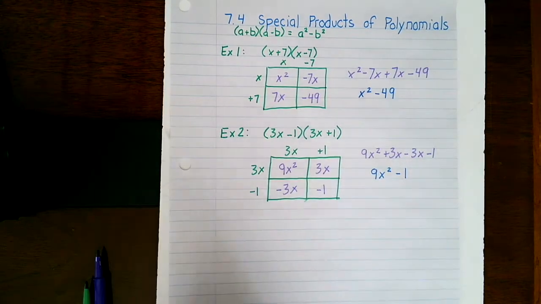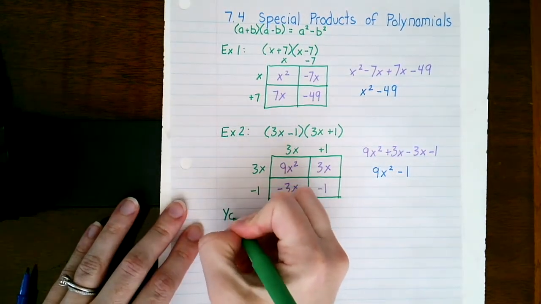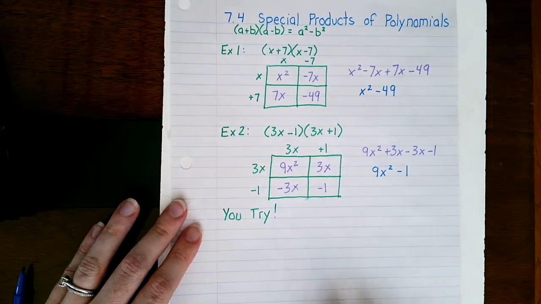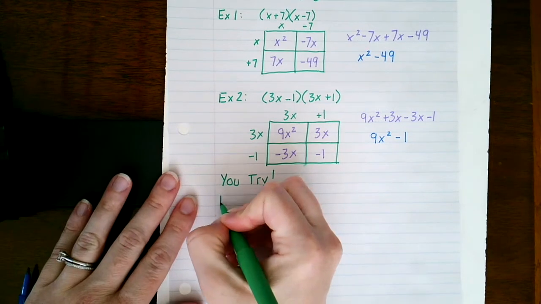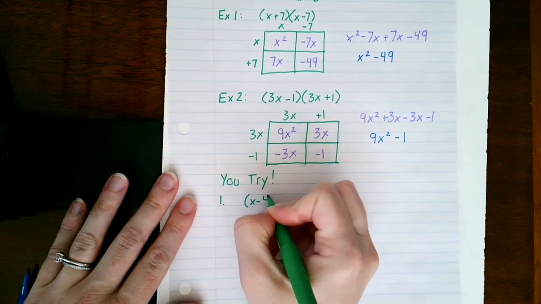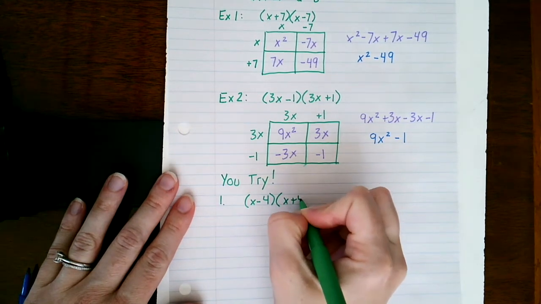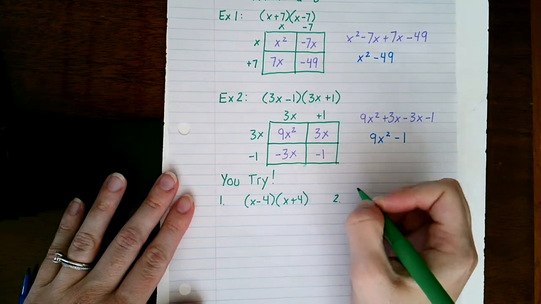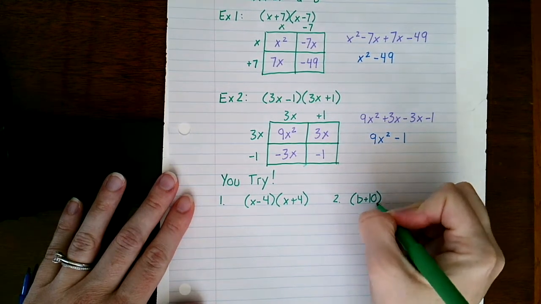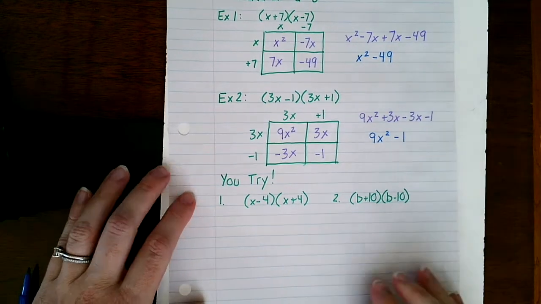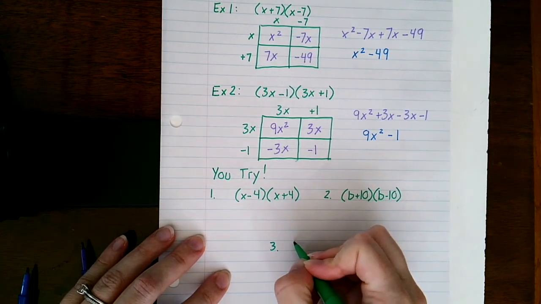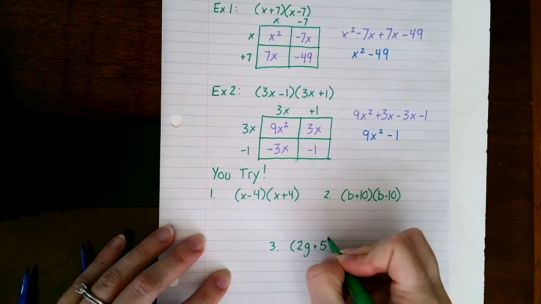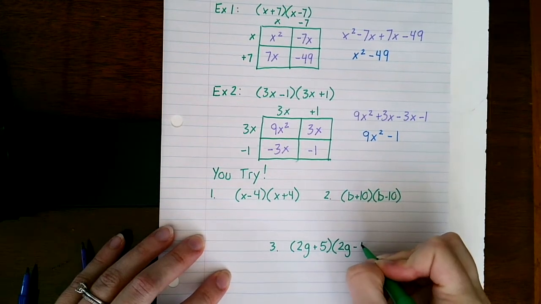Now it's time for the you try section. I'm going to write some problems down. You're going to pause the video, try them, and press play to check your answers. Okay, we will do x minus 4 times x plus 4. The second one will be b plus 10 times b minus 10. I ran out of room there, so I'll write it down here. Our third one will be 2g plus 5 times 2g minus 5.